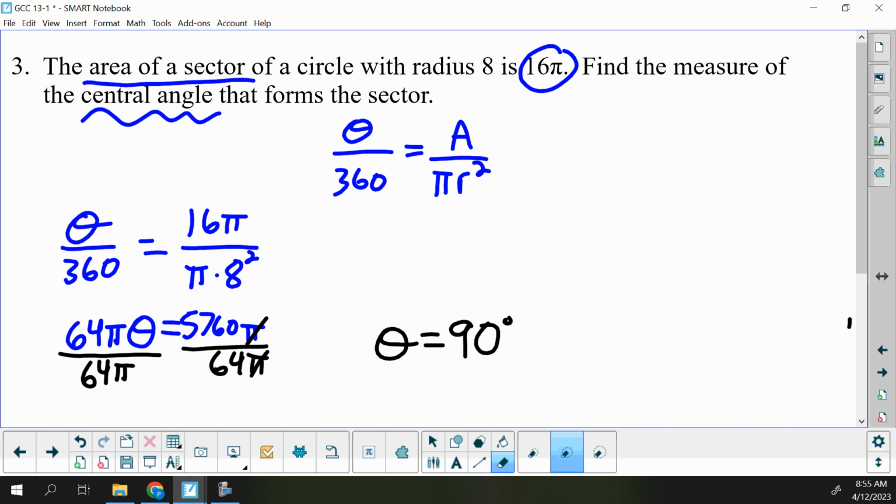Now, one alternative of how you could have done this, in the beginning, if you had noticed that you have a pi in the numerator and a pi in the denominator, you can divide those pi's out right then and then cross multiply without the pi's. Or you can just wait to divide them out later on when you do your divide by 64 pi.